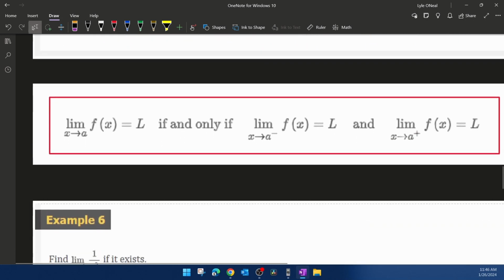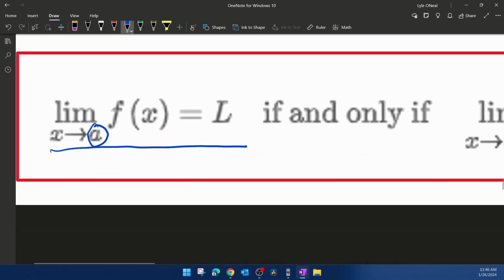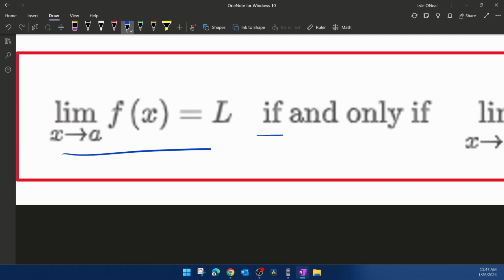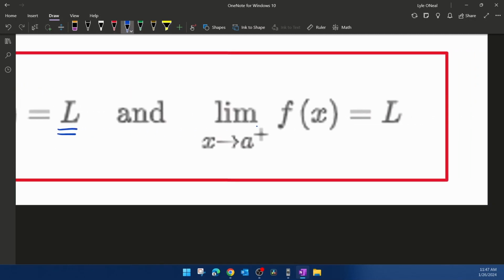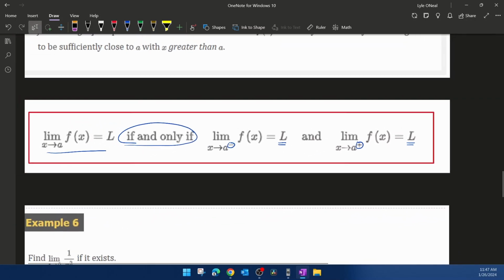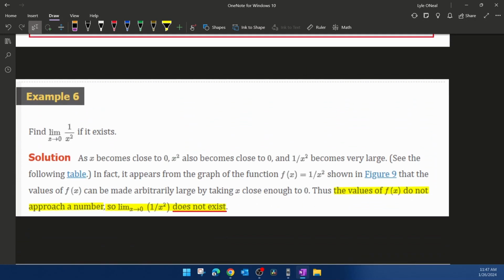If we read on, it says that the limit of the function as x approaches a, can you see that? That's just a, exists. This limit exists if and only if the limit from the left is L and the limit from the right is also L. So the only way that the actual limit can exist is if you approach the same height from both sides of a. And we're going to look at an example of that.